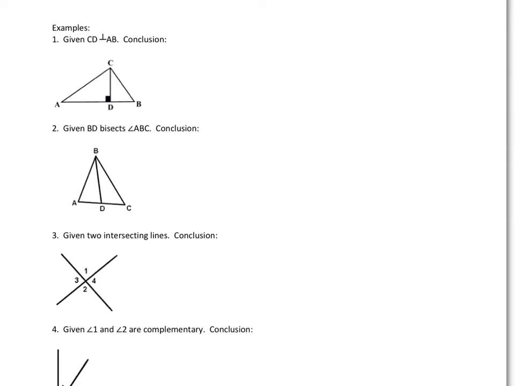Section 4, Video 3. So what do these things tell us? What can we conclude from this kind of information that we have in these examples? The first one has us being given that CD is perpendicular to AB. So what does that tell us?